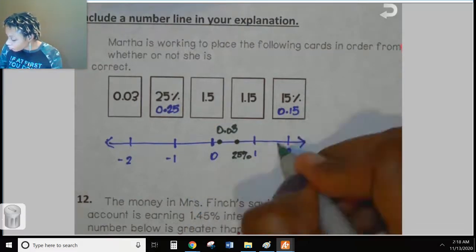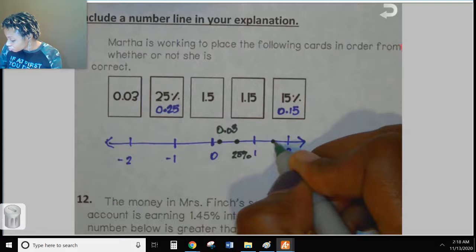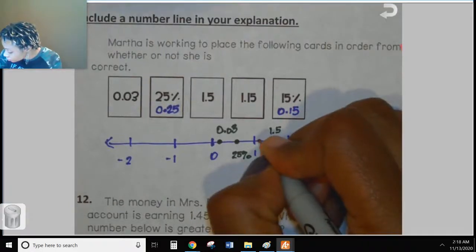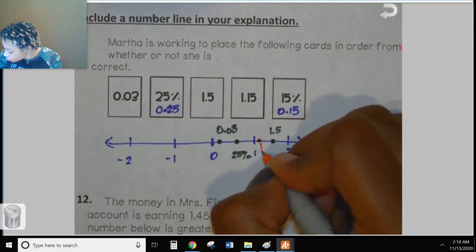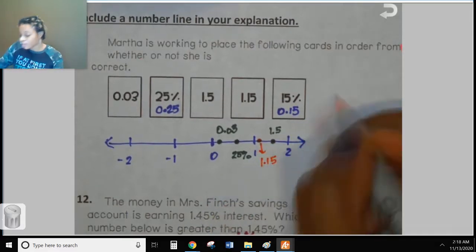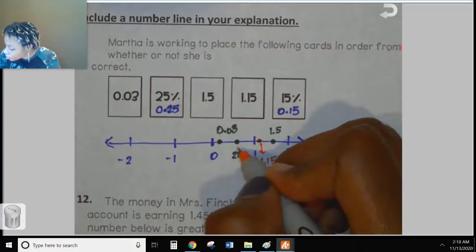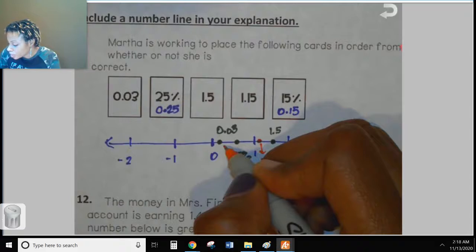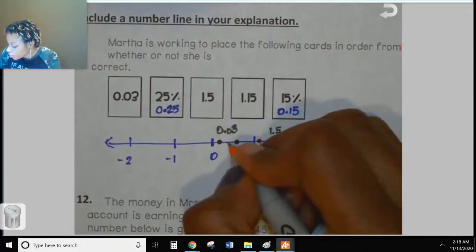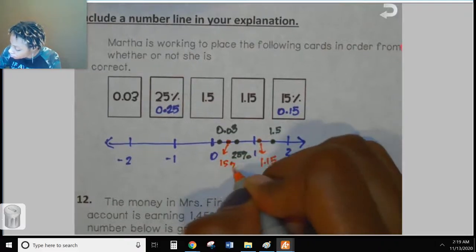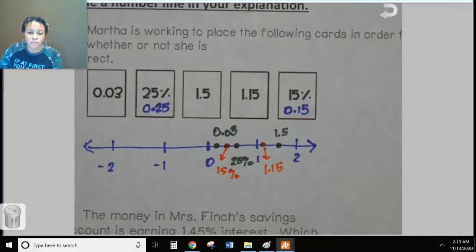We have 1 1/2, which we know is falling in between 1 and 2. We have 1 and 15 hundredths, which is going to be closer to 1. And then we have 15%, which is 15 hundredths. So 15 hundredths is going to fall in between 25 hundredths and 3 hundredths. So it would be maybe about there. Let me zoom in a little bit closer.